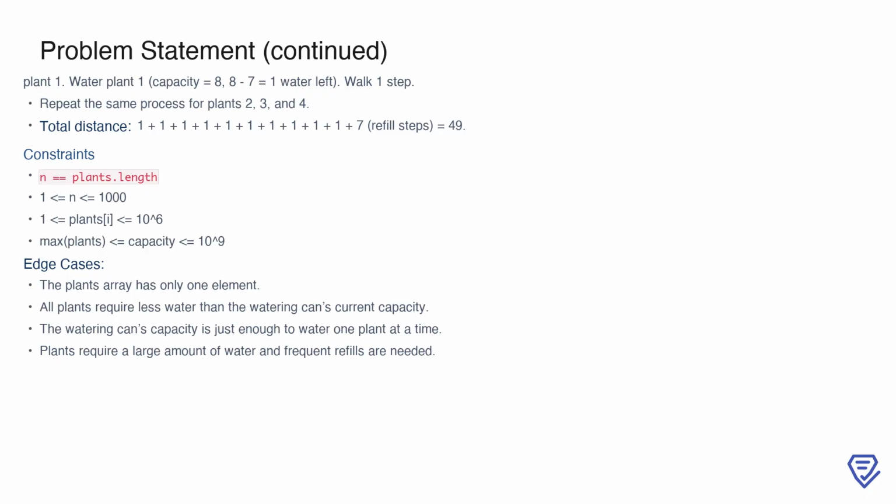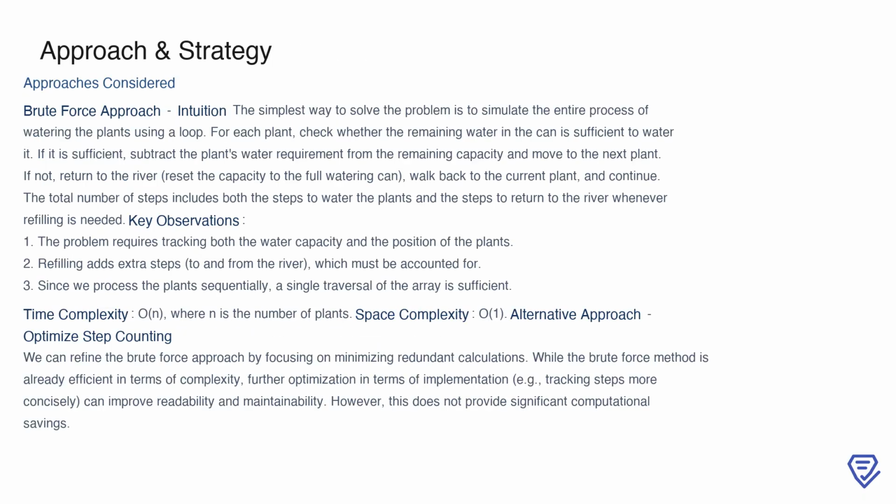The constraints ensure the problem is solvable for up to 1,000 plants, and edge cases include scenarios like having only 1 plant or needing frequent refills. By considering these cases, you can ensure your solution is both efficient and robust. To start, let's think about the simplest way to tackle this problem, the brute force approach.